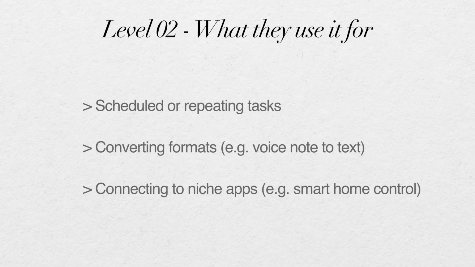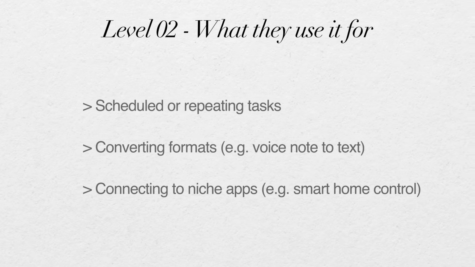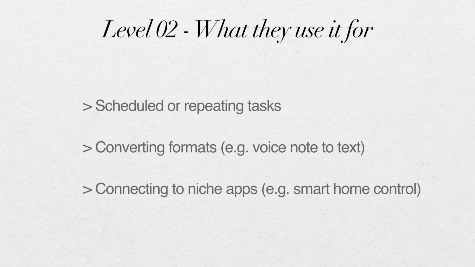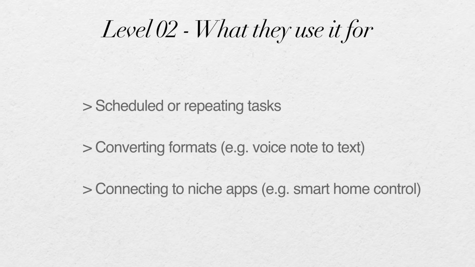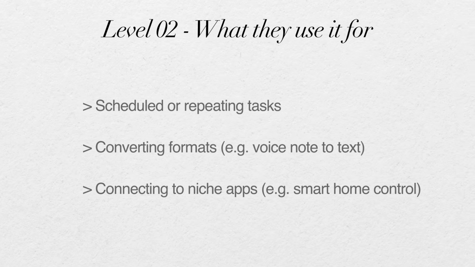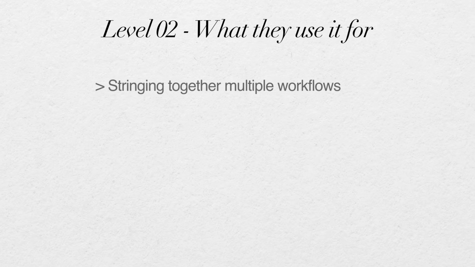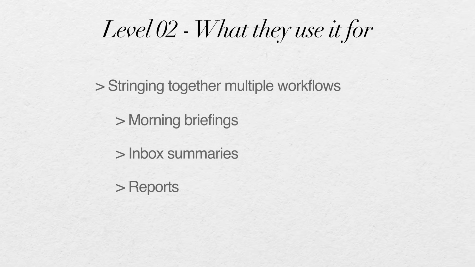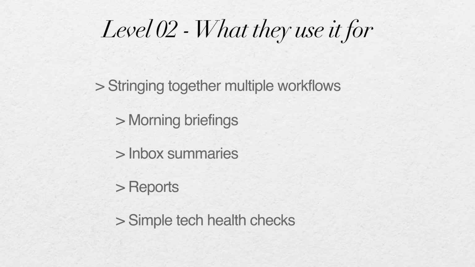What a level 2 person might do with OpenClaw are things like scheduled or repeating tasks, which you don't see as much in level 1, converting formats, so something like a voice note into a journal, maybe connecting to some more niche apps, like you can do smart home control, so connect to, say, a Philips Hue, change your lights at a certain time of the day or when something happens, stuff like that. This is also where we're starting to see stringing together of multiple of these workflows. So you might have morning briefings, inbox summaries, reports coming in, simple health checks on different stuff for your company, etc. But now let's talk concrete examples.